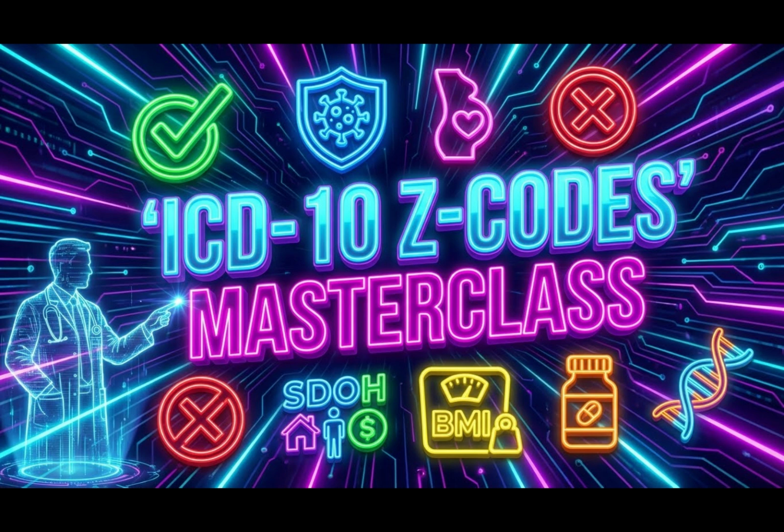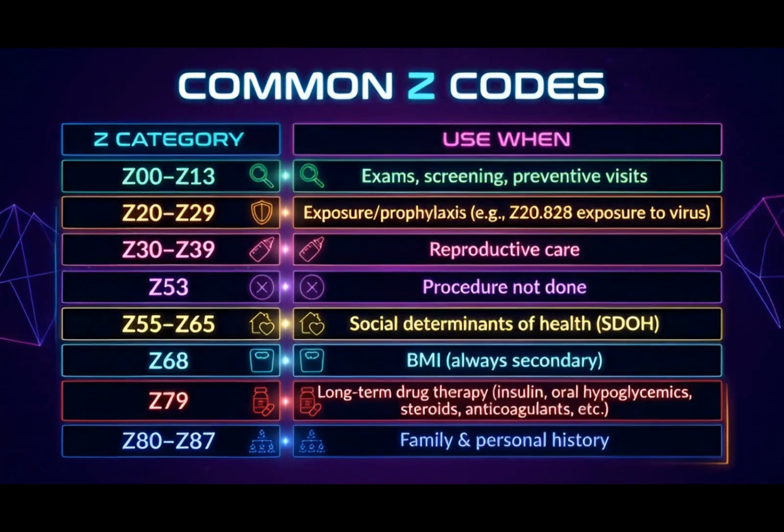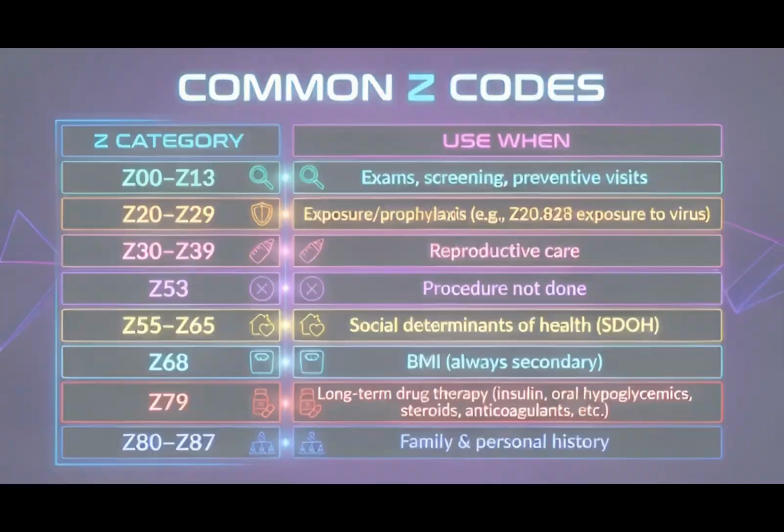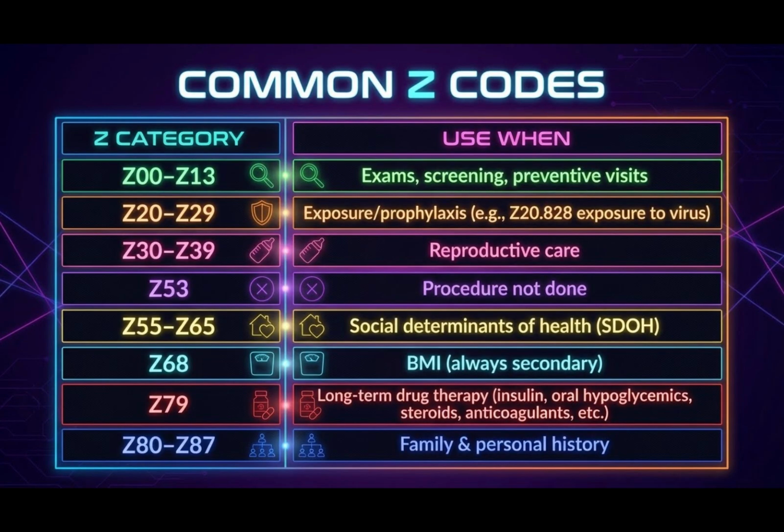All right, coders, let's supercharge your Z-code knowledge. Here are the common Z-codes you'll use every single day in clinical documentation. Z0 to Z13, that's your zone for exams, screening, and preventative visits. Super common. Z20 to Z29, think exposure and prophylaxis, like exposure to viruses. Z30 to Z39 covers reproductive care, while Z53 reminds you when a procedure isn't done. Z55 to Z65, huge category, social determinants of health.